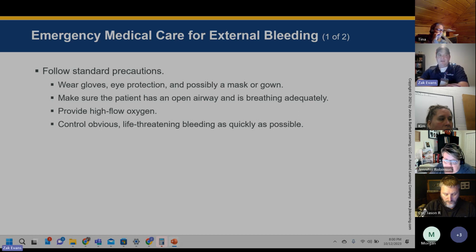We talked about this already. Follow your standard precautions, wear your appropriate PPE. You're going to make sure they have an open airway and breathing is adequate. You're going to provide high flow oxygen if needed, and control obvious life-threatening bleeding.